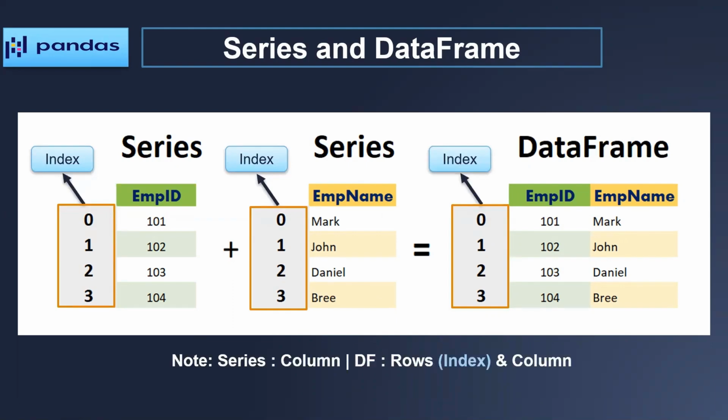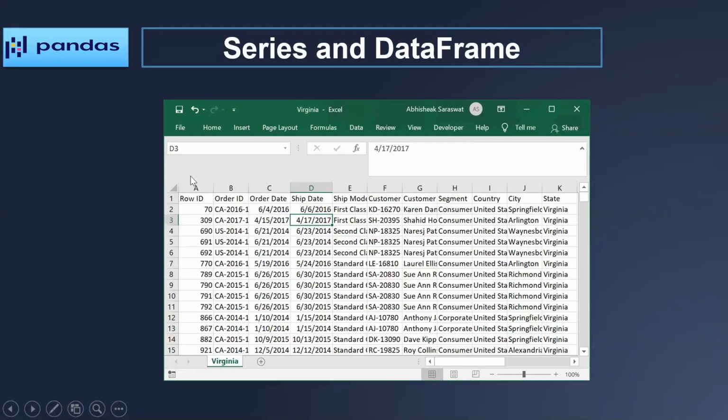Okay. So what is the data frame? A data frame is the combination of series and index. For example, look at this Excel data. Here each column represents a Pandas series, and each series has its own index. Fine. In the same way, a data frame is the combination of rows and columns. Now let me go to the Jupyter notebook and explore how we can create the series and data frame.